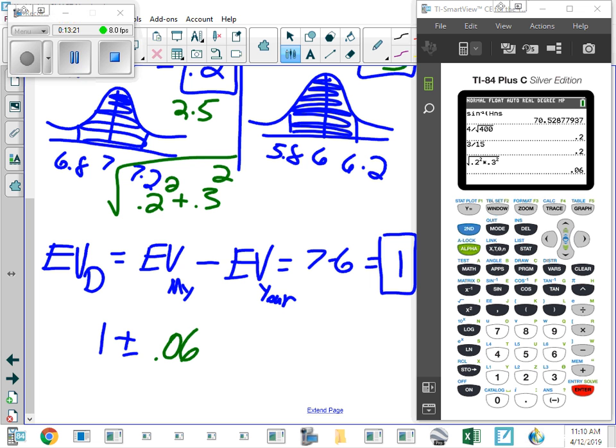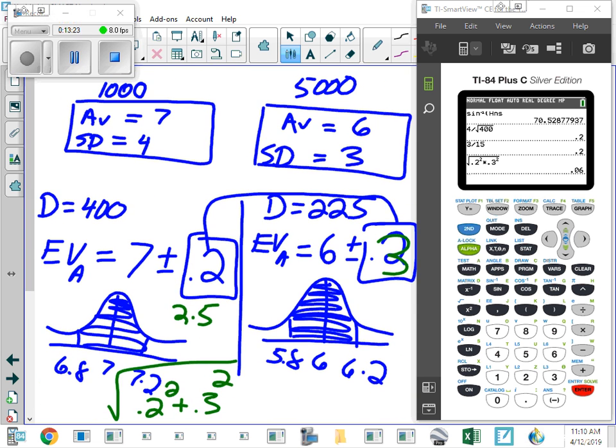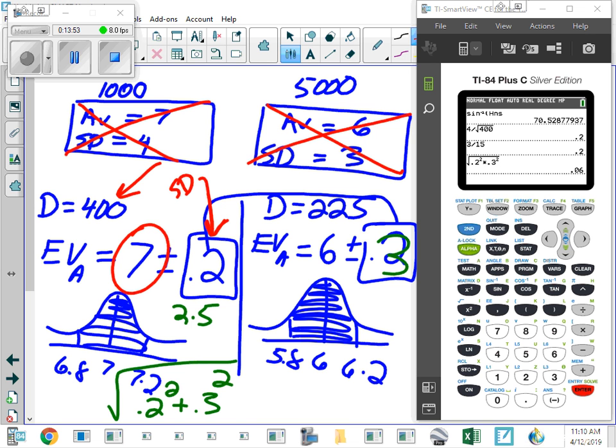Okay, now let's go back up here. Let's say I didn't know what was in the boxes. Okay, and I do my draws. I end up with an average of 7, and I use my SD to create my SE, and my SE is 0.2. And then you do your draws, and you get 6 with an SE of 0.3.